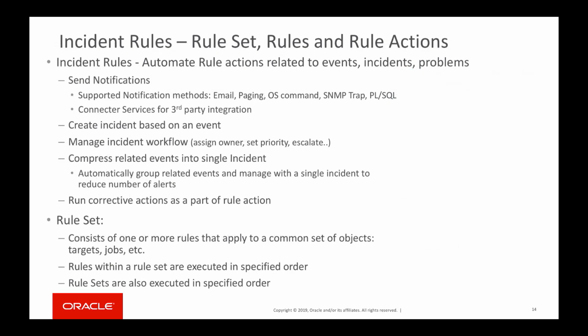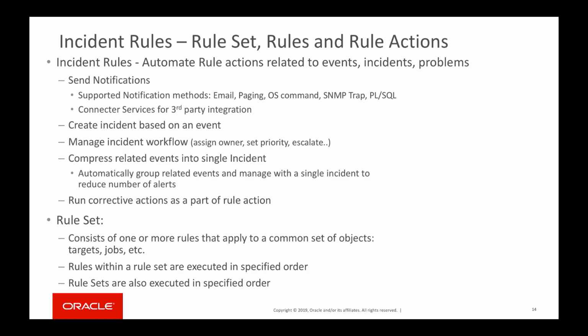So we just talked about corrective actions, which get triggered when an event is raised. There is another important feature in EM that gets triggered at the time of event generation, which is the notification. And the notification is controlled in the feature called incident rules. In Enterprise Manager, incident rules automate rule actions, which are related to an event or incident or problem, and the notification is one of the rule actions that an incident rule can execute.